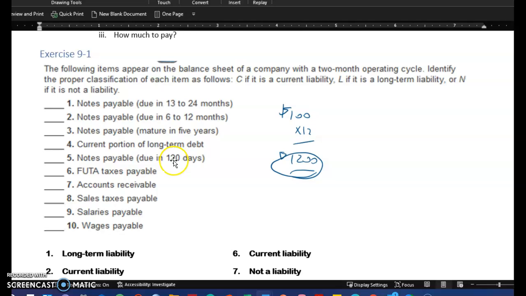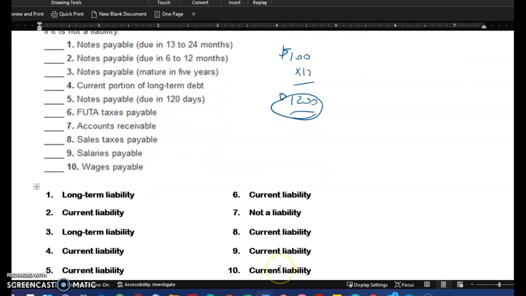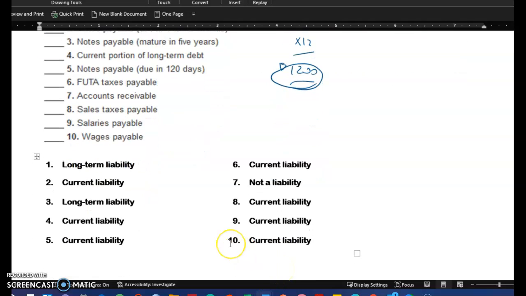Notes payable, again, let's just make sure we got it right. It's due within 120 days. That's short term. Payable, payable, payable: always short term. Them's the rules. Sales accounts receivable is not a liability. That is actually a short-term asset. So 7, accounts receivable, not a liability. And the answers are there, as you can tell.